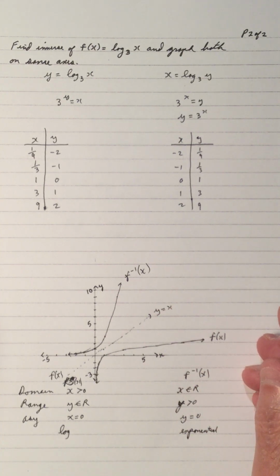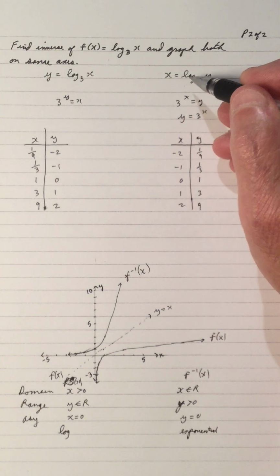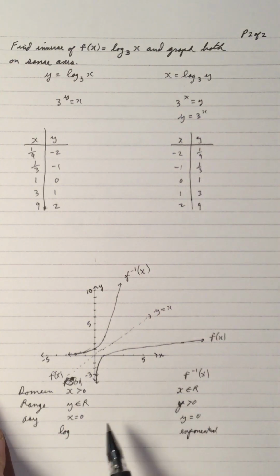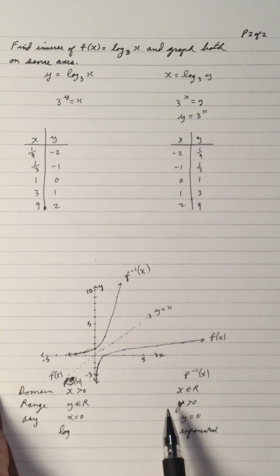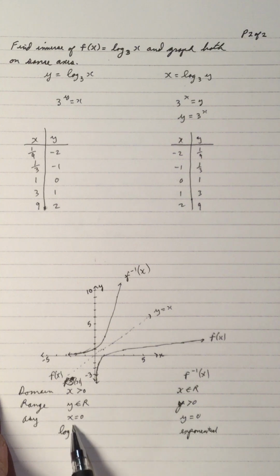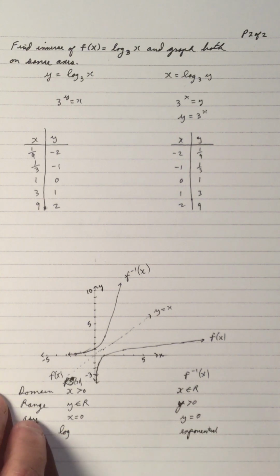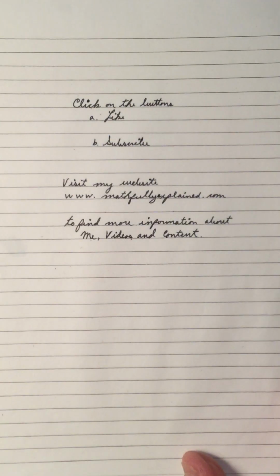So that's how we interchange the x and the y values and change the log to an exponential or an exponential to a log. Again, repeating, the domain becomes the range and the range becomes the domain. This is a logarithmic, so the asymptote is vertical. This is an exponential, so its asymptote is a horizontal line. I just wanted to do one video on changing the log to an exponential.